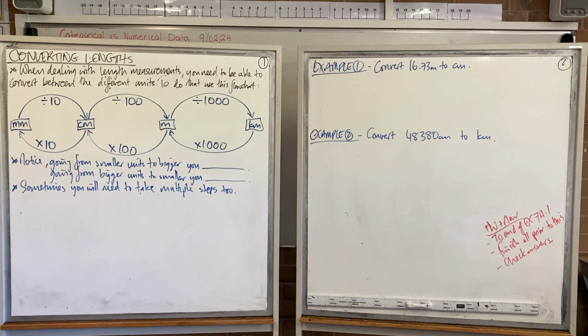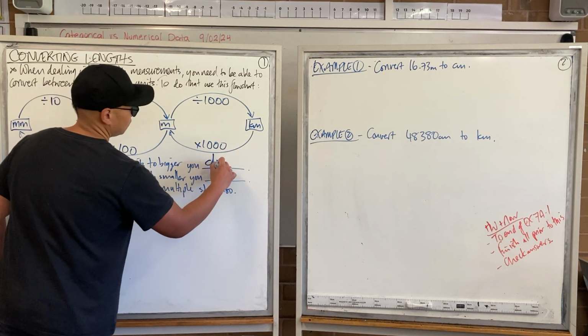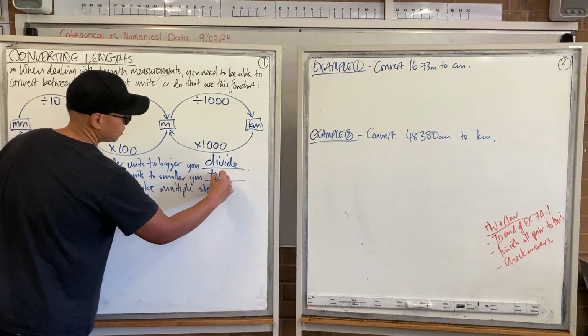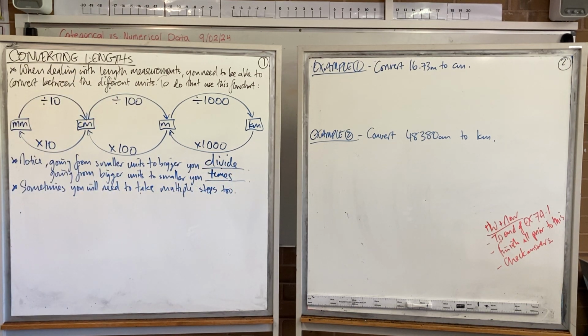That flow chart will cover you for all of the length conversions. We're talking about length here. What do you notice? As you go from smaller units to bigger, what do you do? Divide or times? Divide. Going from bigger units to smaller, you times. Sometimes you will need to take multiple steps too. I'll give you a few minutes to get that flow chart because that's what this section needs. No other explanation required.